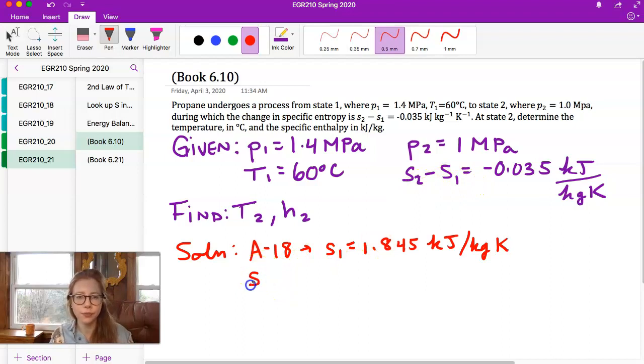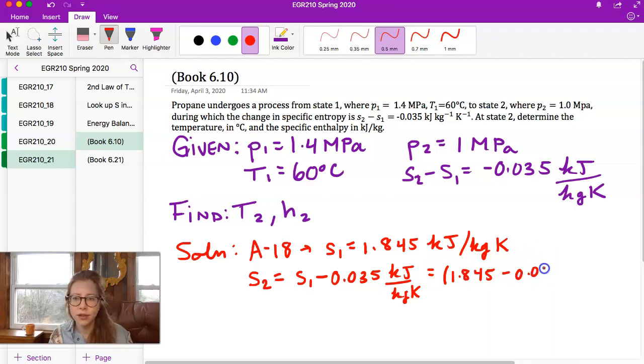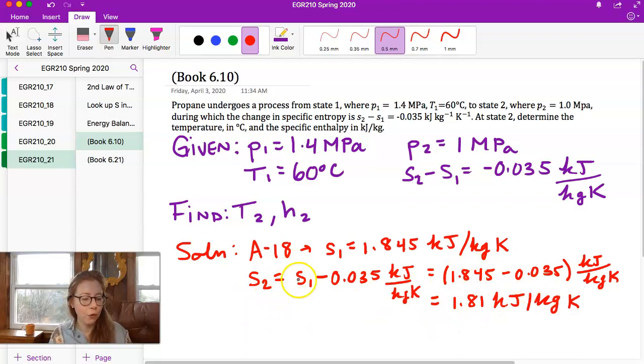So S2 is going to equal S1 plus, well, S1 minus, sorry, 0.035 kilojoules per kilogram Kelvin, which is going to be equal to 1.845 minus 0.035 kilojoules per kilogram Kelvin, which is going to give us 1.81 kilojoules per kilogram Kelvin. Okay, so we know our entropy for state 2.